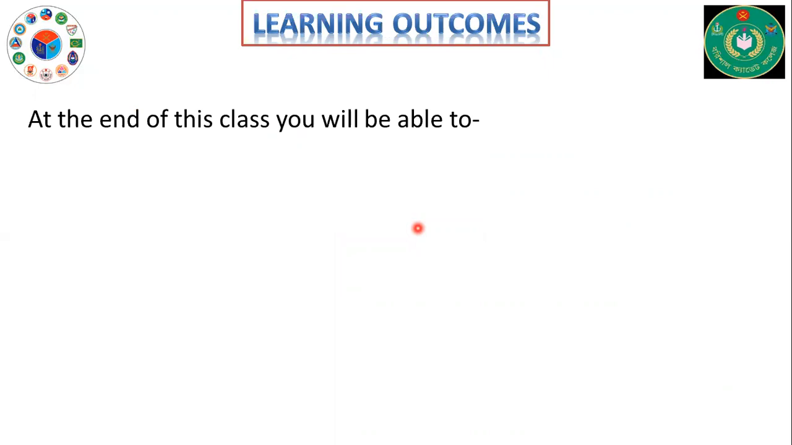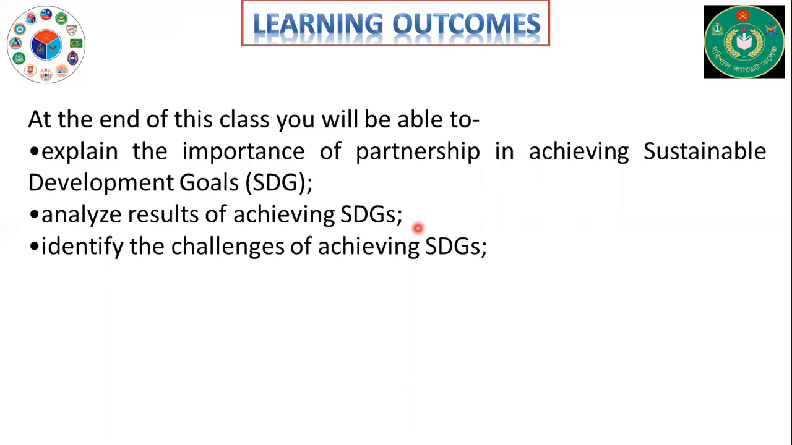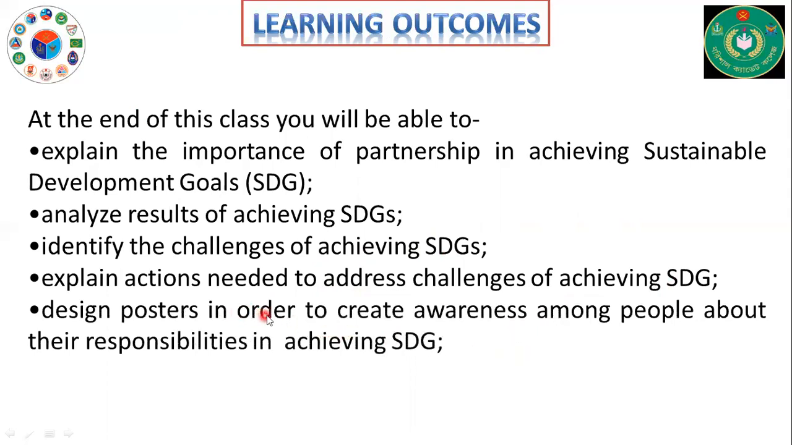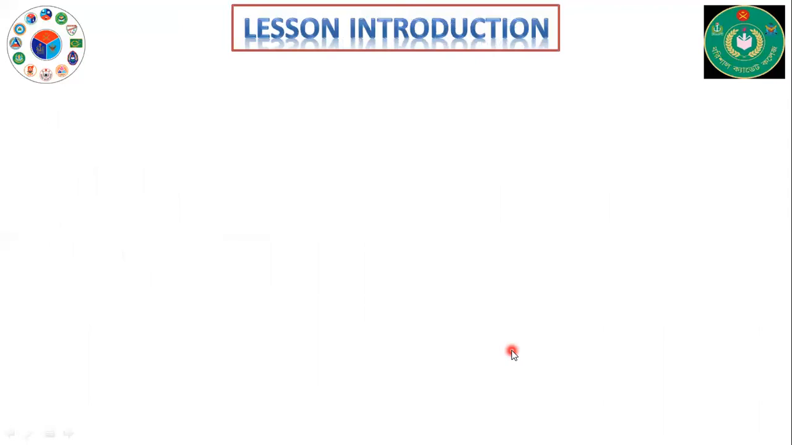At the end of this class, you will be able to explain the importance of partnership in achieving sustainable development goals, that is SDG. Secondly, analyze results of achieving SDGs. Thirdly, identify the challenges of achieving SDGs. What are the challenges in terms of achieving SDGs? Fourth, explain actions needed to address challenges of achieving SDG. And fifth, design posters in order to create awareness among people about the responsibilities in achieving SDG. And the last outcome of today's lesson is to be self-motivated in implementing SDG. What will be the self-motivation if you want to implement SDG in practical life for the country?